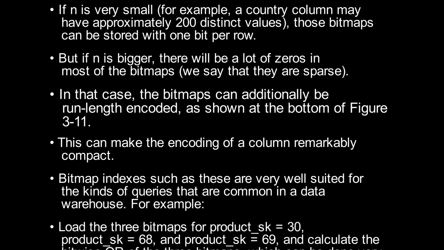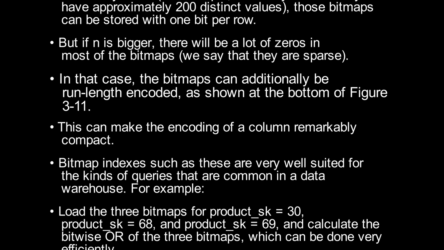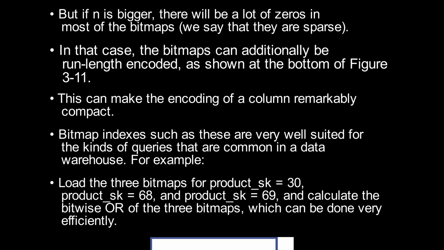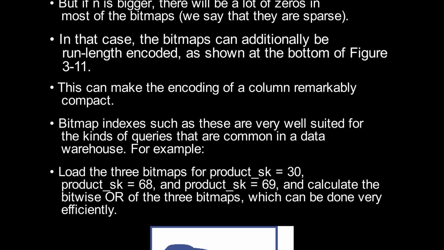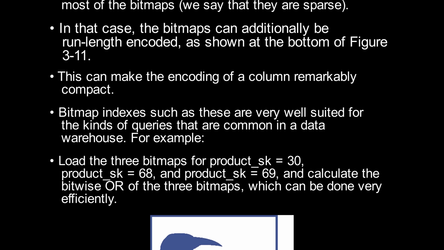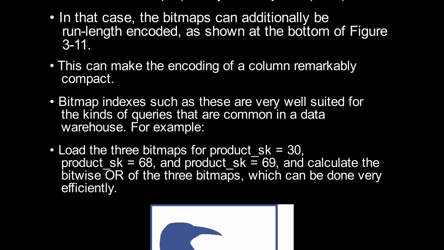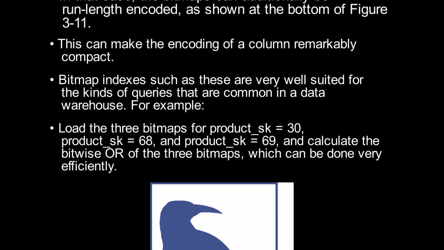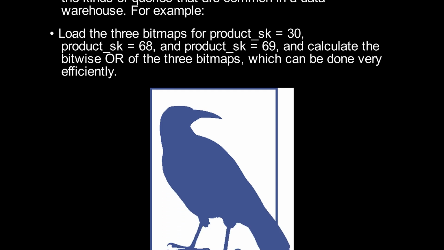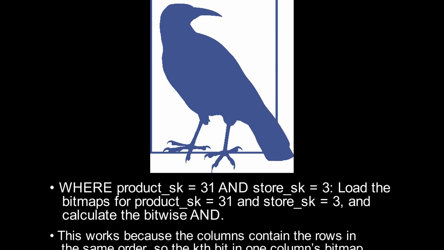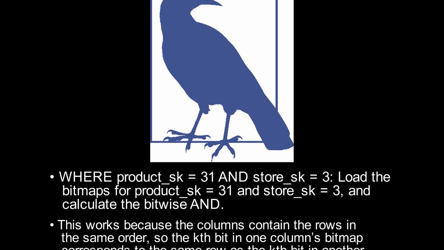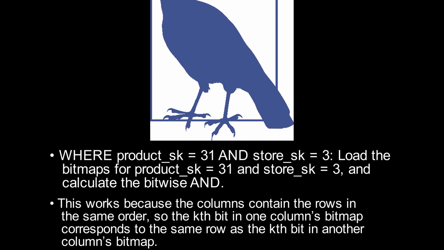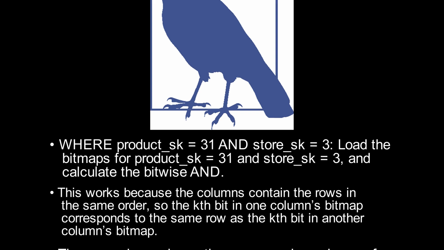Bitmap indexes such as these are very well suited for the kinds of queries that are common in a data warehouse. For example, load the 3 bitmaps for product_sk = 30, product_sk = 68, and product_sk = 69, and calculate the bitwise OR of the 3 bitmaps, which can be done very efficiently. Or, for WHERE product_sk = 31 AND store_sk = 3, load the bitmaps for product_sk = 31 and store_sk = 3, and calculate the bitwise AND.